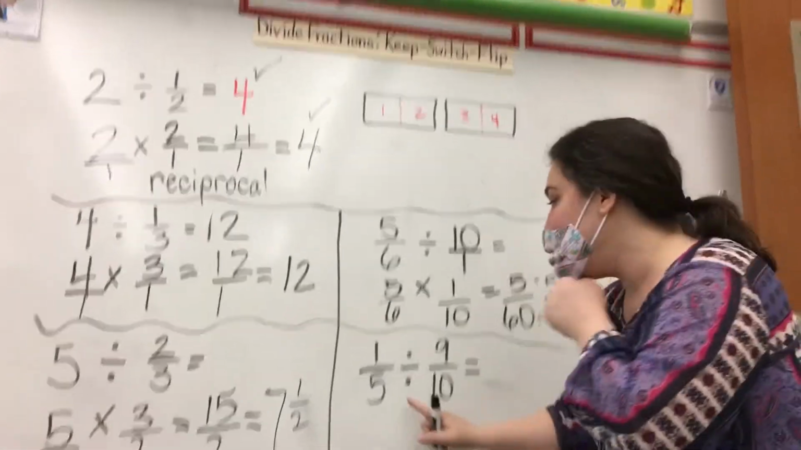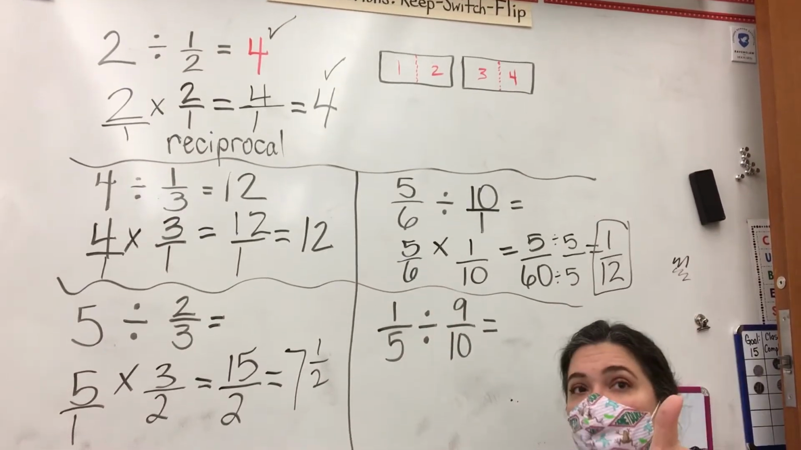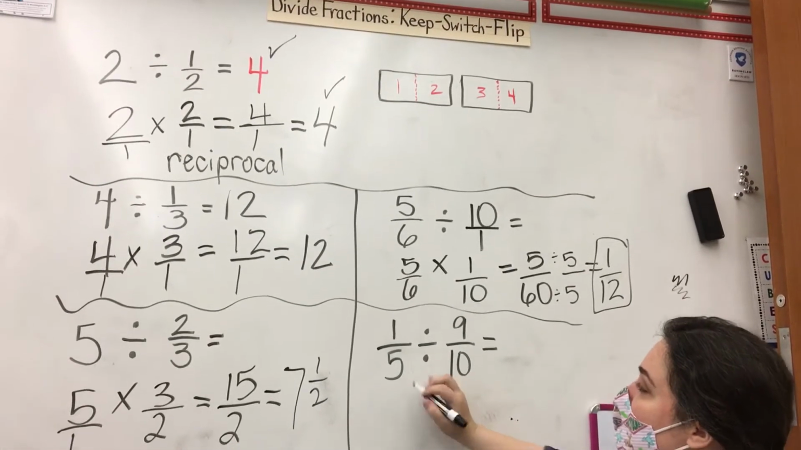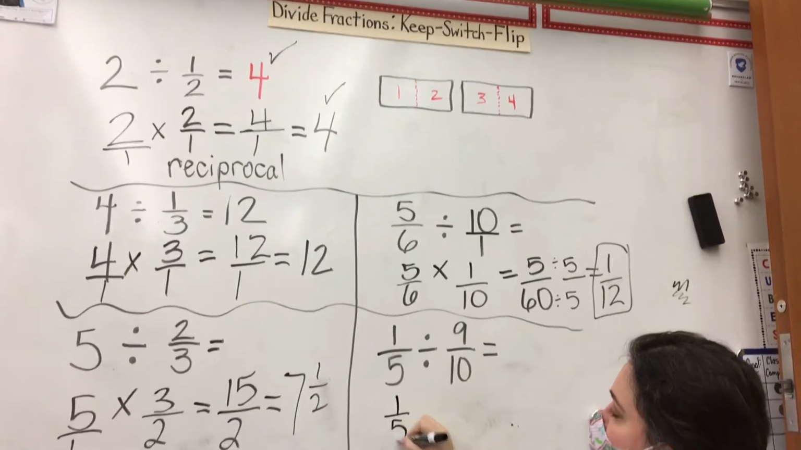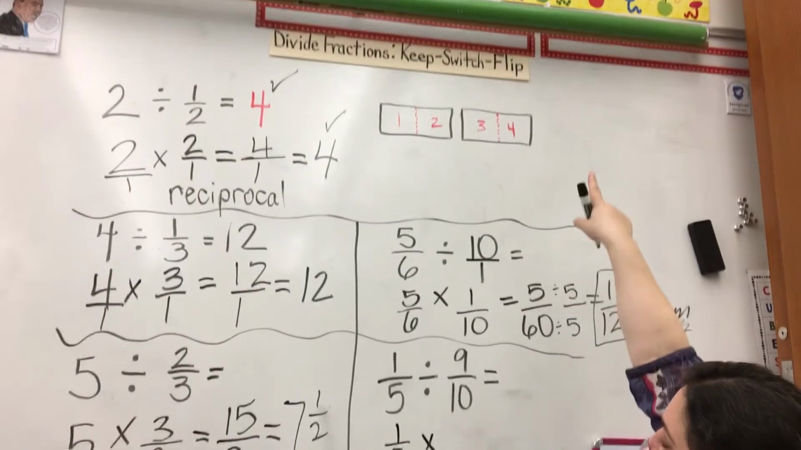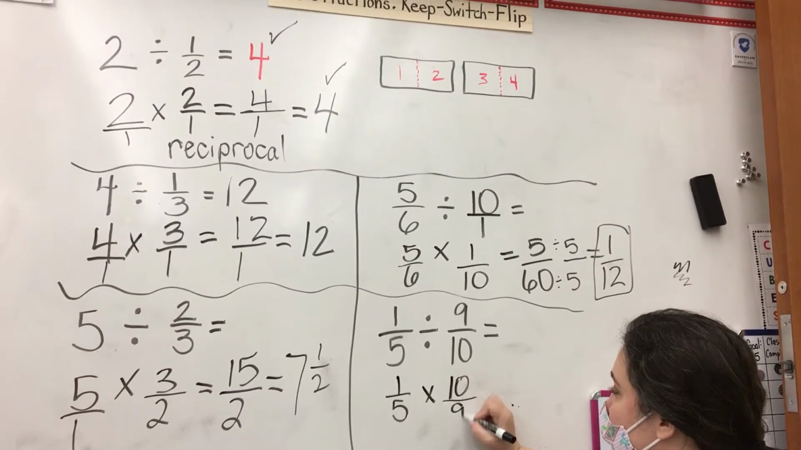Last one. Are we ready? What if, Miss Hubble, they're both fractions? Can we still do it? Yes, you can still do it even if they're both fractions. Let's try it. What do I do with the first number? You keep it. What do I do with the division sign? You switch it. What do you do with the second fraction? You flip it so it'll be 10 ninths. You got it.